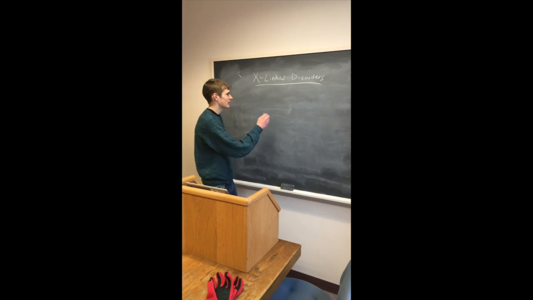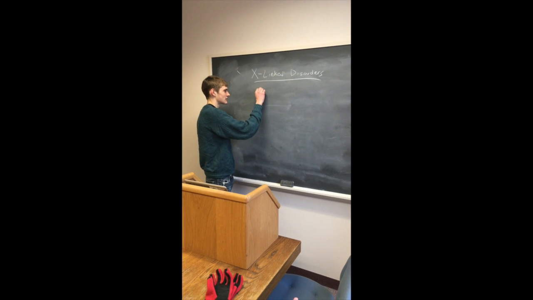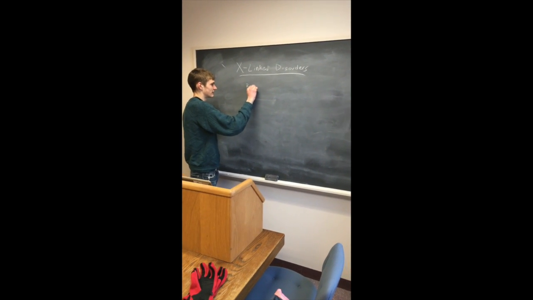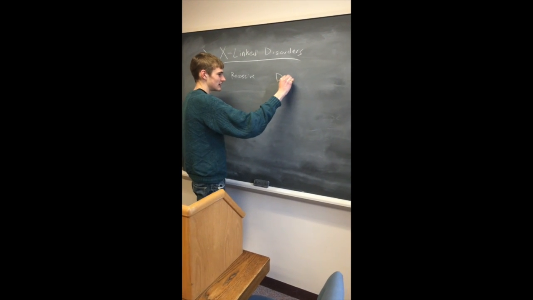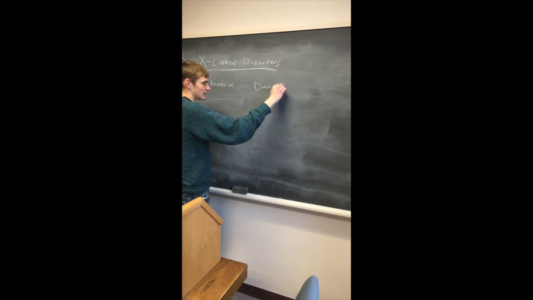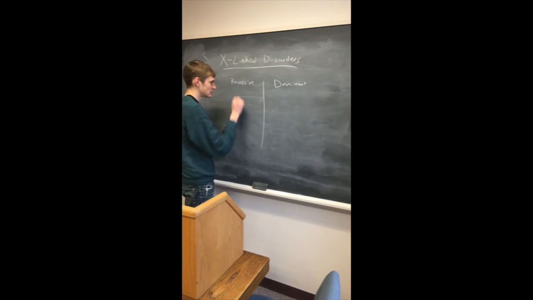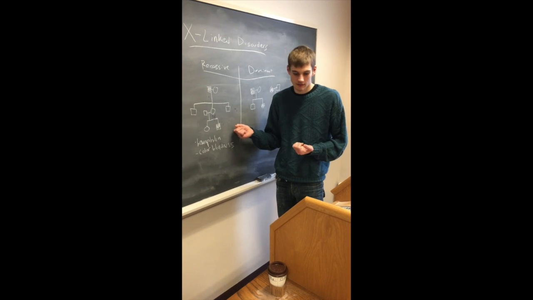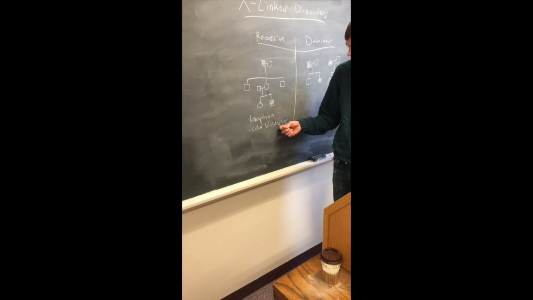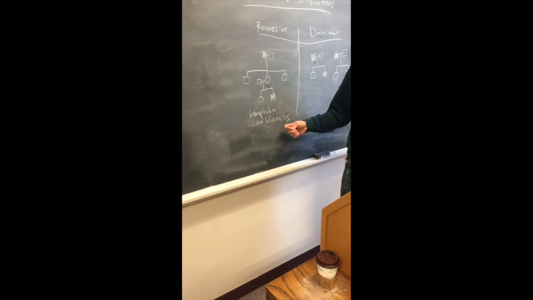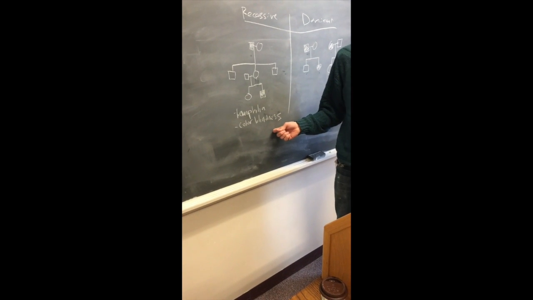There are two types of X-linked disorders that I'm going to talk about: recessive and dominant. Of recessive X-linked disorders are hemophilia and color blindness. Hemophilia is the inability to coagulate blood, and color blindness is the inability to see certain colors.